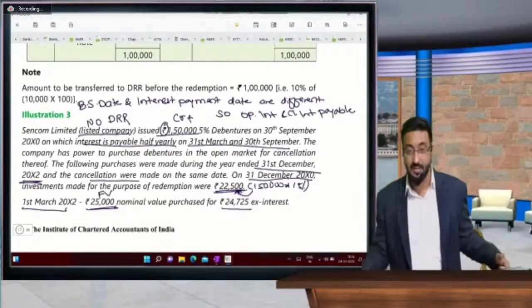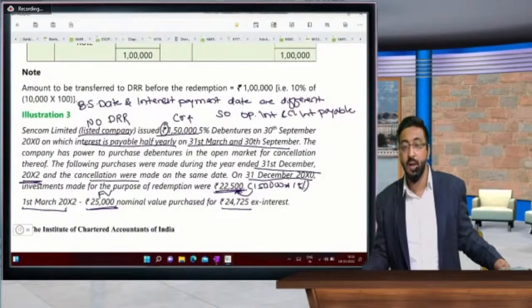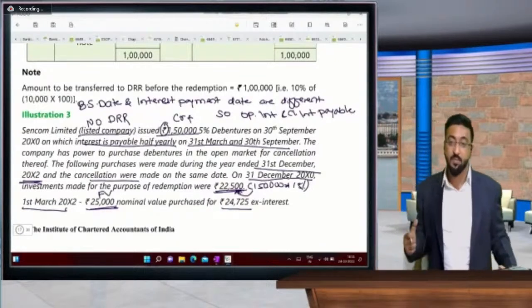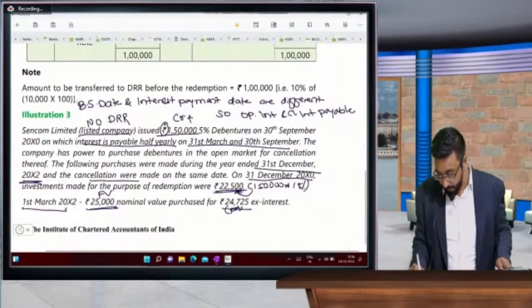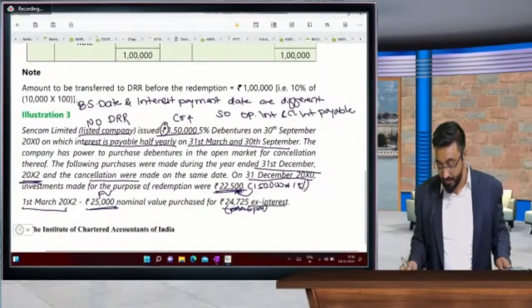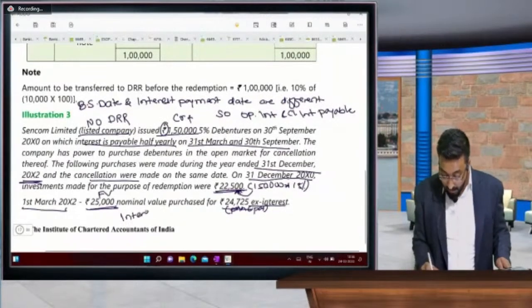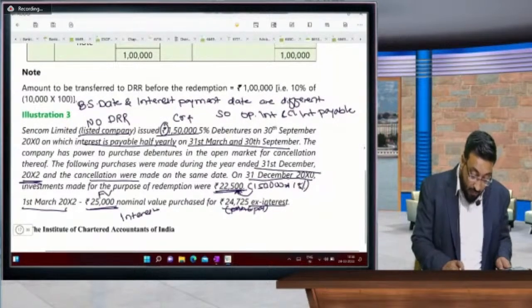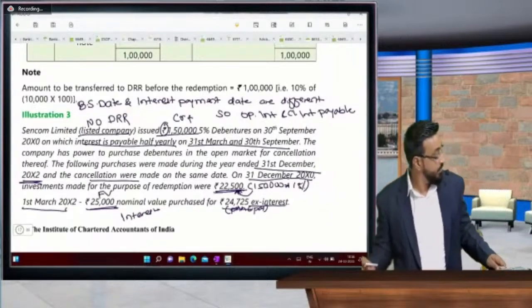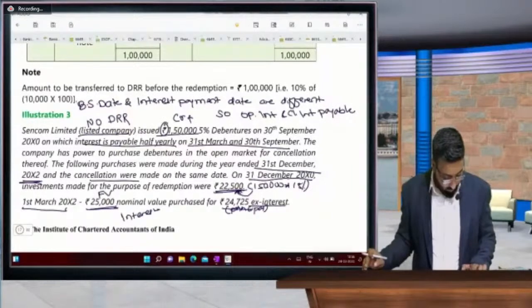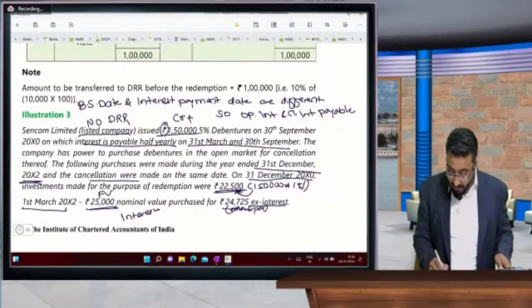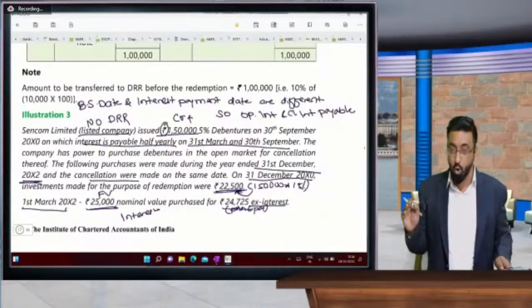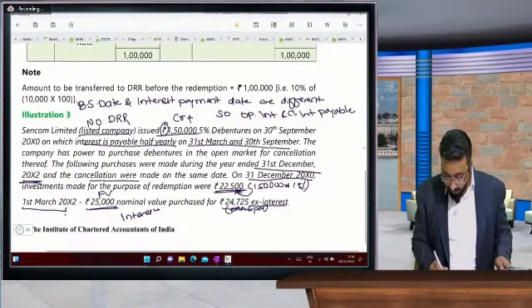Suppose Mr. X holds these, and you purchased at 24,725 from him. This is only the principal amount, beta, because it is ex-interest, and we have to pay interest separately. For how many months? Last interest was paid on 30th September, then October, November, December, January, February. So interest is of 5 months.